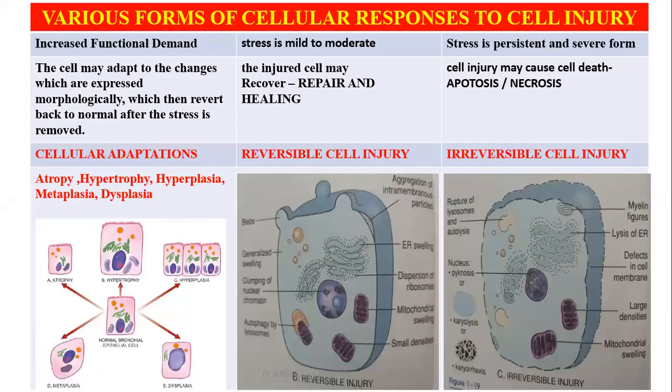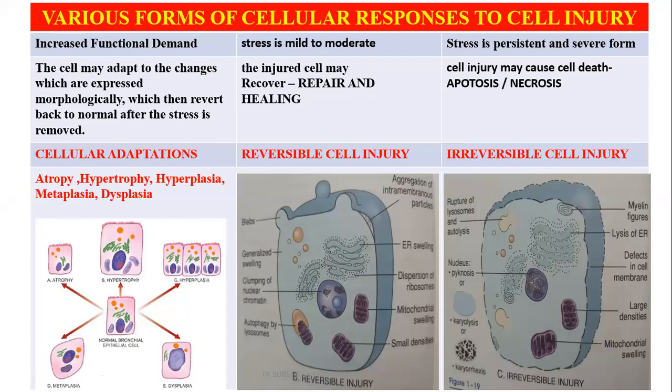In cell injury, when the stress is mild to moderate, the injured cell may recover. That is, repair and healing will take place. This kind of cell injury is called reversible cell injury. In case of reversible cell injury, what are the things? We will study that in detail in the next part. But we will look at what slight changes occur in reversible cell injury.